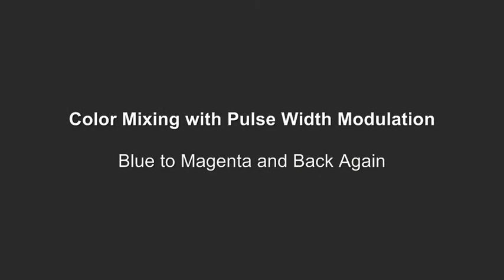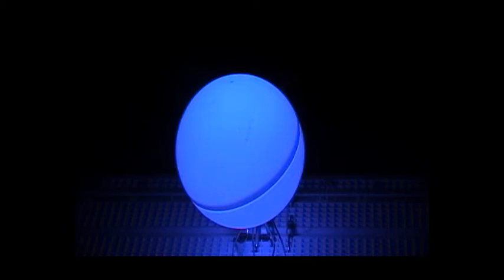Now let's take a look at what happens when we mix two colors. We turn on line 3 to constantly illuminate the blue LED. Using a variable pulse width control of the red LED, we gradually raise the red intensity, creating a mixture of red and blue called magenta. As we lower the red intensity, the color returns to blue.